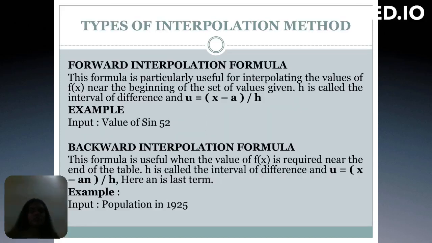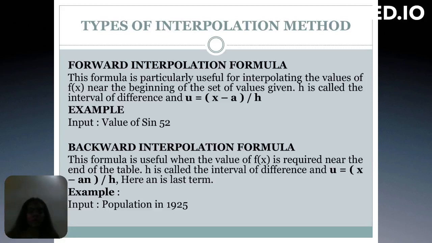So there are types of interpolation method. There are mainly two types of interpolation method, which are the forward interpolation formula and the backward interpolation formula. And the forward interpolation formula is mainly useful for interpolating the values of f of x near the beginning of the set of values, where h is the interval of difference and u is equal to x minus a divided by h. And an example is the value of sine 52.